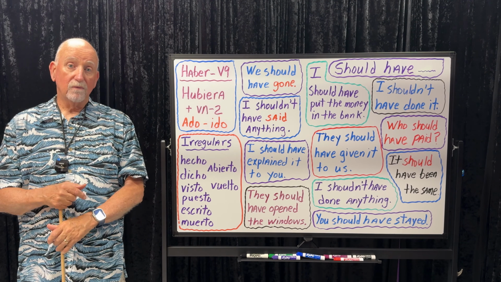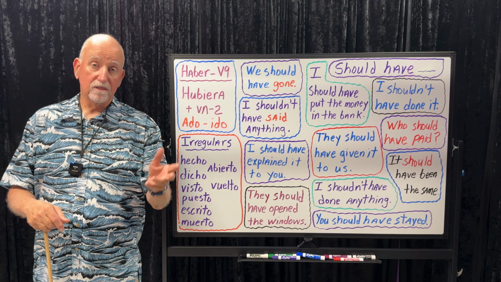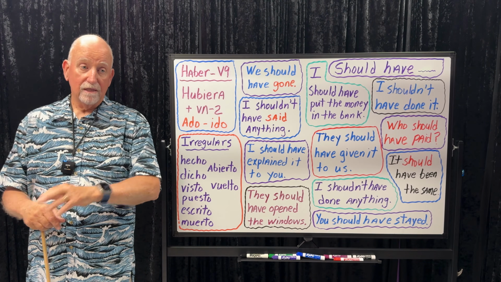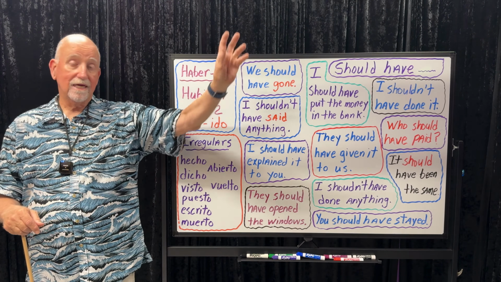We want to take a real tight look at how to say should have. You should have done something. I should have done something. They should have come to the party. He shouldn't have said anything. They should have paid us last night.